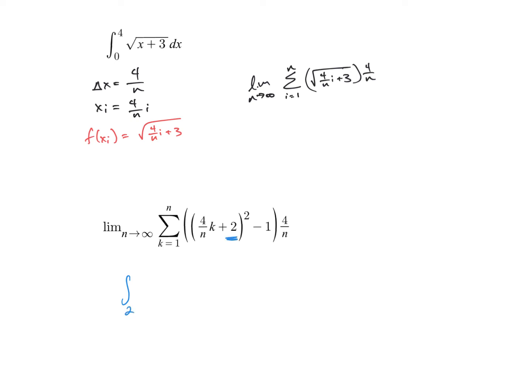And then, what's the width? The width is 4, right? Because I got this 4 over n right here. Okay, so what's it going to? It's going to 6. All right, and then my x is just this part right here, right? And so my function would be what? x squared minus 1 dx.